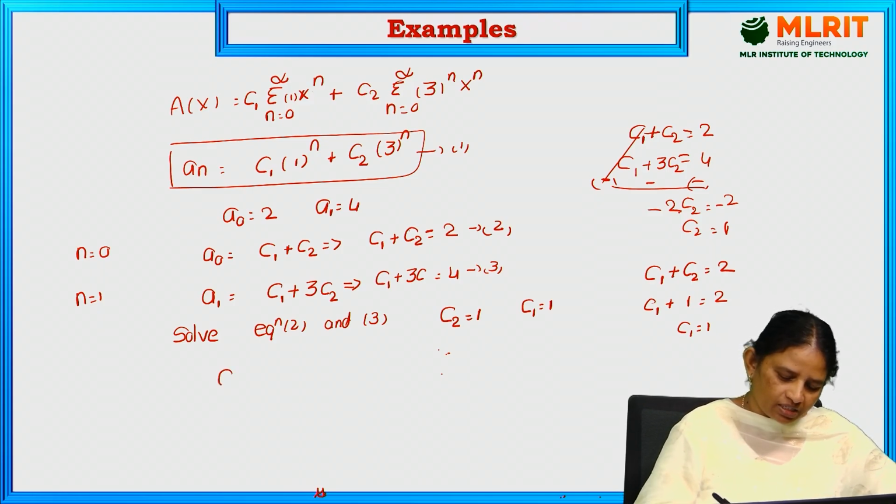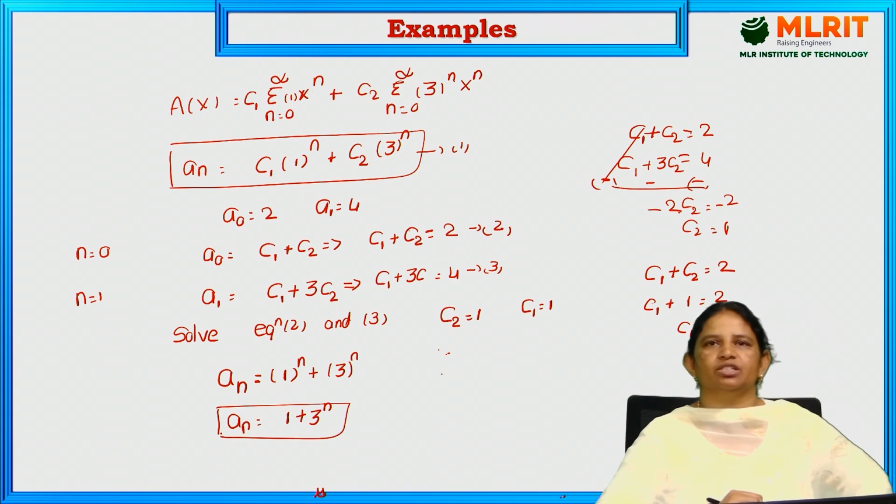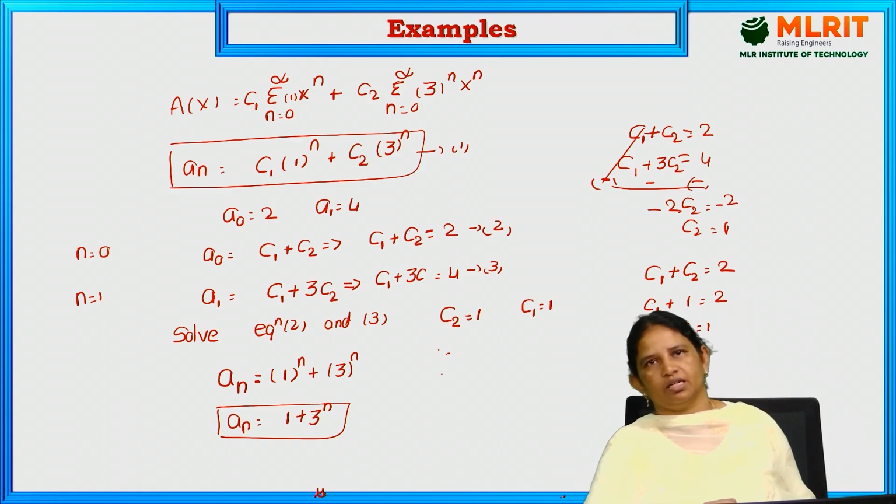Then substitute the C1, C2 values in equation number 1. The solution of the recurrence relation is a n equal to 1 into 1 power n, which is 1 only, plus 1 into 3 power n, which is 3 power n only. That is a n equal to 1 plus 3 power n, which is the solution for the recurrence relation.